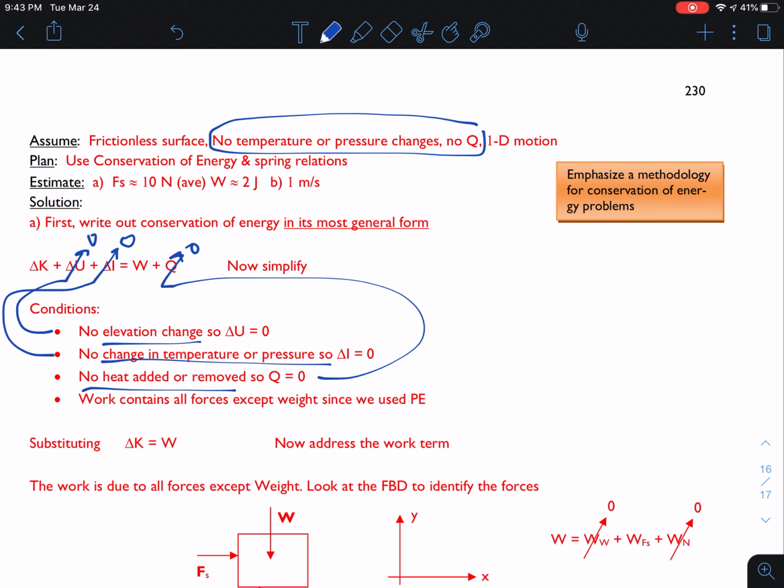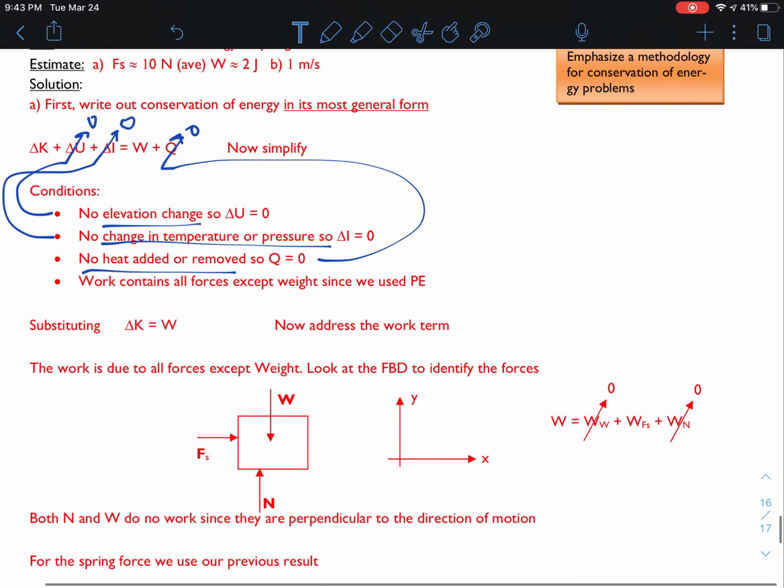So please make a habit of explaining those, okay? You can do it as I did before, like I just cross them to 0 and quick things: no change in elevation, no temperature or pressure change, no heat. So in parentheses you can show them and understand the topic that way better. So work contains all forces except weight force, because first of all the weight force is not doing any work, and if it was, we would keep potential energy, and we're saying there's no change in potential energy because there's no elevation.